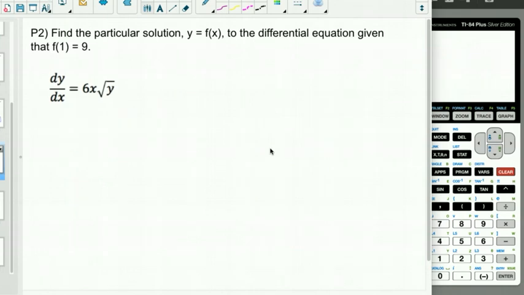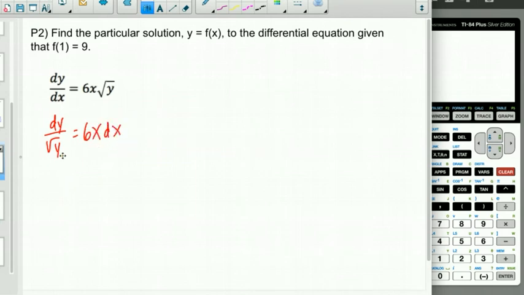All right, so for P2, you're going to do the same basic thing I did in E2. You can certainly pause me if you want to do it without me. All right, so I'm going to start by separating my variables. I'm going to divide that root y over, right? So dy over root y. And I'm going to multiply the dx over to get 6x times dx.